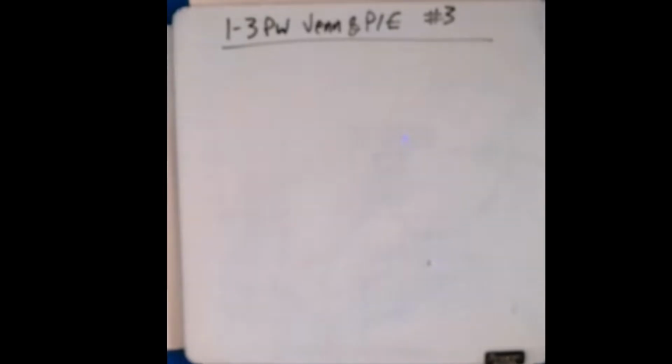In this video, we are taking a look at the 1.3 practice work focusing on Venn diagrams and the principle of inclusion and exclusion, and we're going to take a look at number 3. Let's start by reading number 3 and then dive right in.